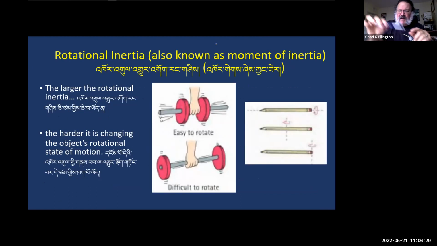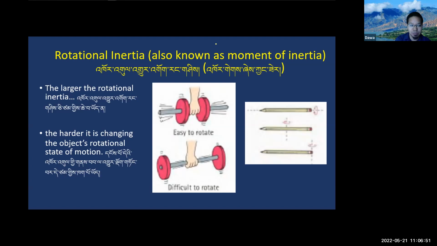We often think about it in terms of is the most of the mass close to the axis or far away?